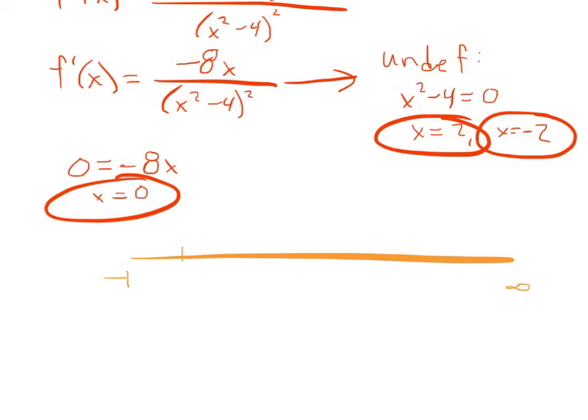So 0 is about here, 2 is over here, and negative 2 is over here, off my interval, which means it doesn't matter. It means this critical number, sure, it's a critical number, but it's not going to have any bearing on this problem because my problem said go from negative 1 to infinity. Anything that's not on that interval doesn't matter. I'm not going to consider it.